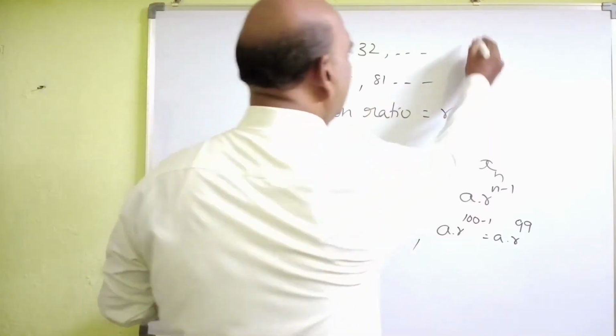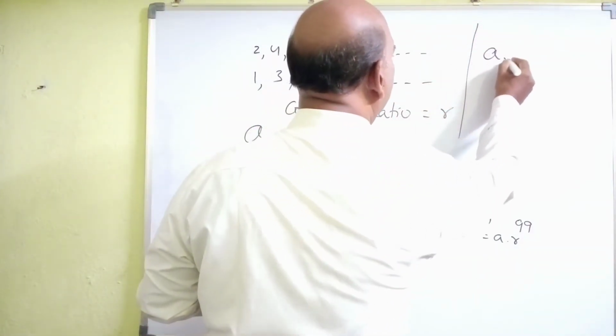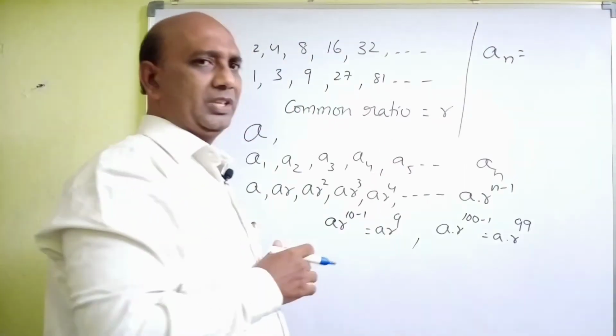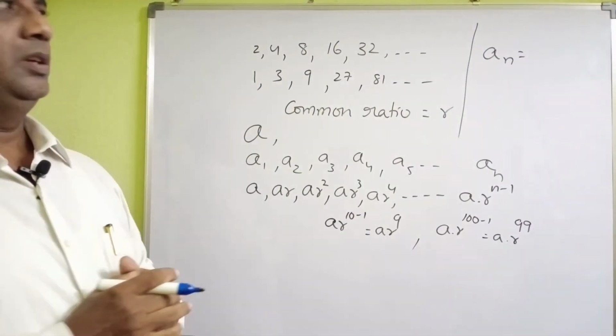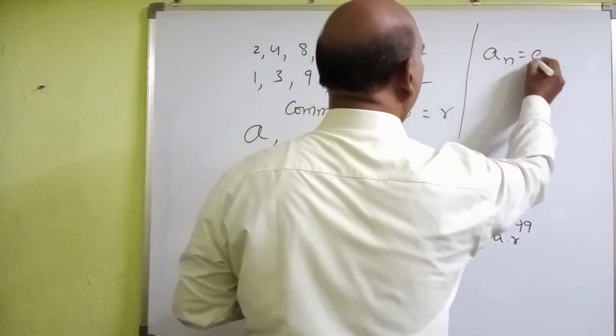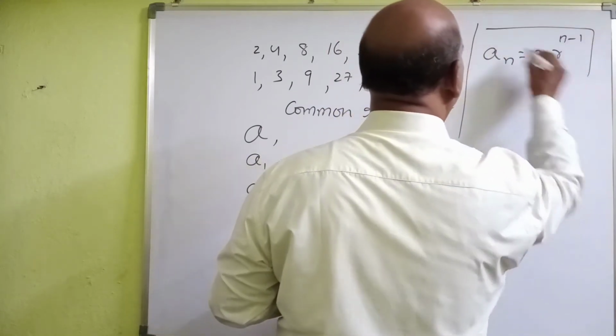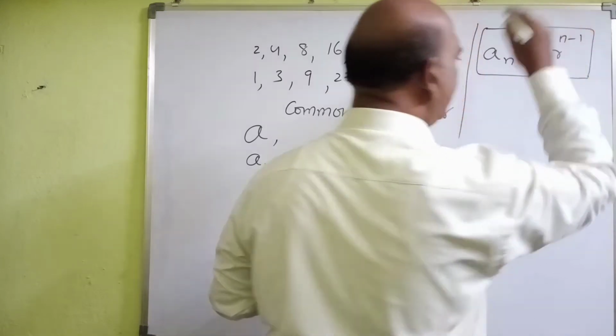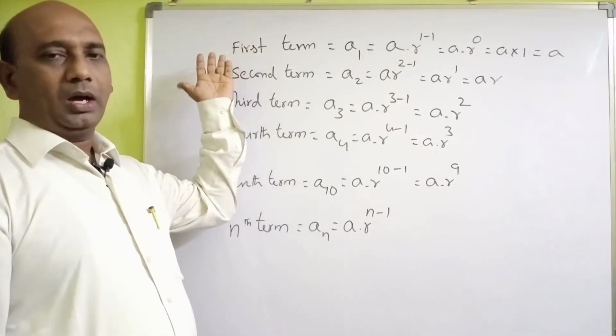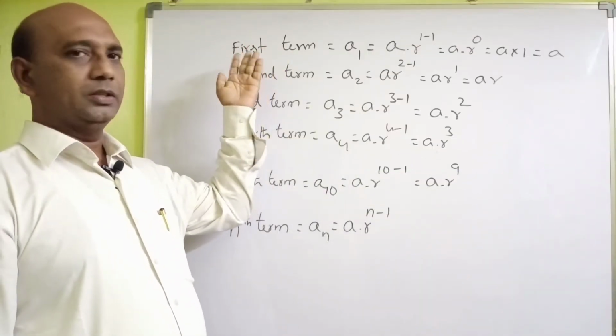So, nth term is an. An is equal to the general form of nth term, that is the last term of any GP, is a into r to the power of n minus 1. This is the nth term of GP. Let us see all the terms of GP, how to write those terms.